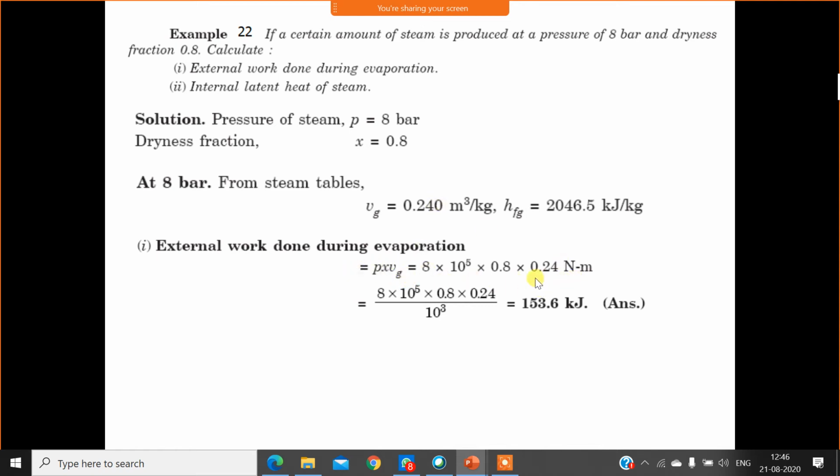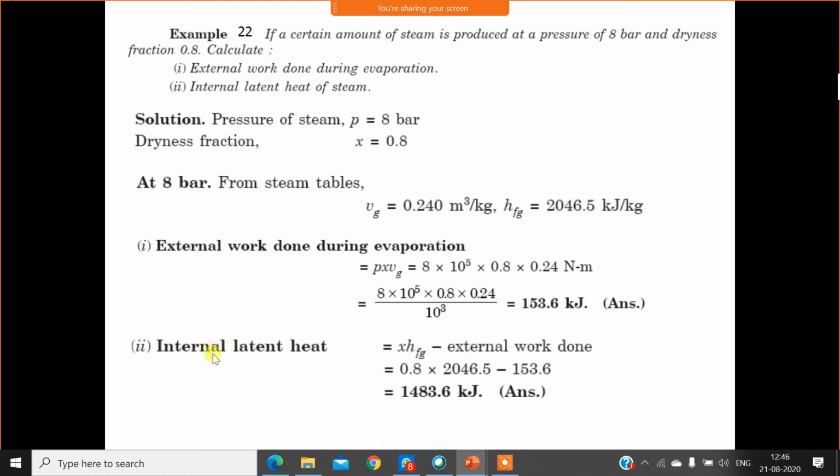Therefore, work done, when we calculate it, will be 153.6 into 10 to the power 3 joule. From this formula we get Newton meter, which means joule. To convert it into kilojoule, we divide this expression by 10 to the power 3. Therefore, in terms of kilojoule, it is 153.6 kilojoule.